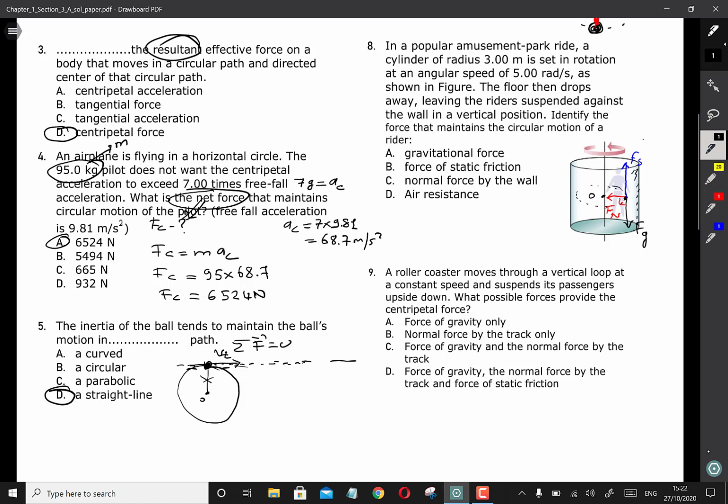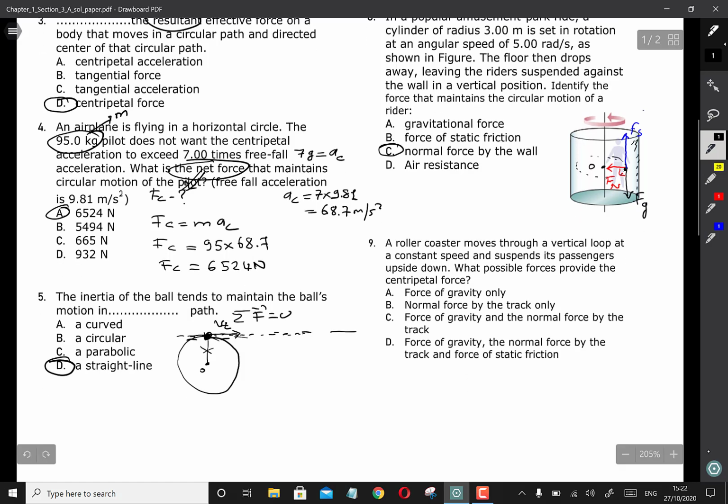Now the question: which force is pointing to the center of the circular path? Normal force, of course. The normal force by the wall of the cylinder. So this is the answer. This is the centripetal force. The force which points to the center of the circular path is the centripetal force, and only Fn is pointing to the center of the circular path.